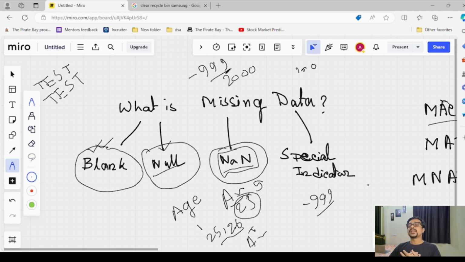So these are the most commonly seen types of missing data. If you go to the real world, there can be different kinds of scenarios, but whatever the scenarios are, we can handle them in this case.